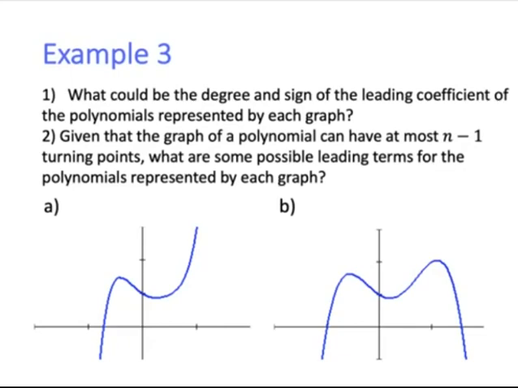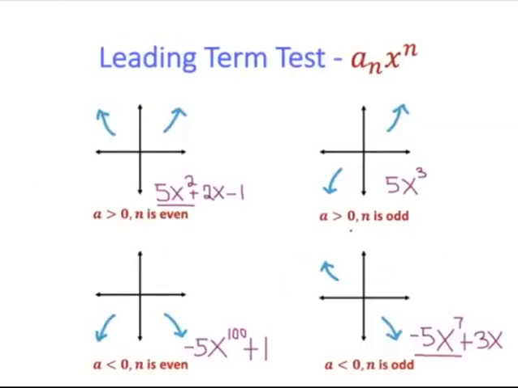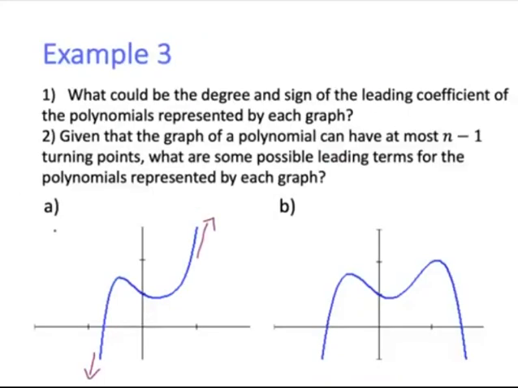For part 1, we want to use the leading term test. Notice that our graph extends up to the right and down to the left. That's going to be this top right example that we have here. So A would need to be positive and N would need to be odd. So A is greater than 0 and N is odd.